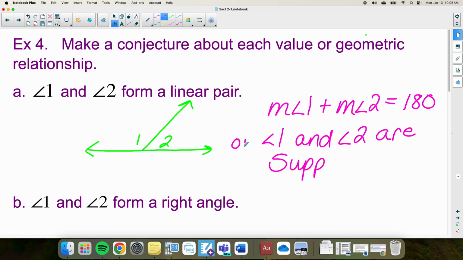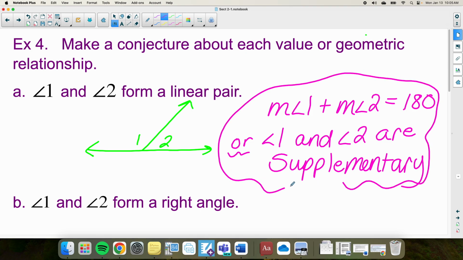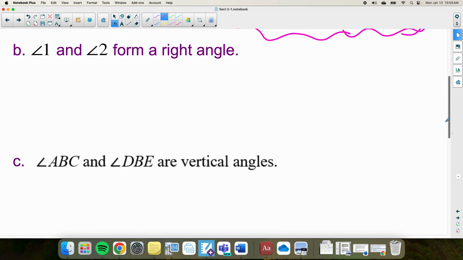Okay. So what you're trying to do when you have something like that is come up with a statement that is true. You could have said angle 1 and angle 2 form a straight line. That's true too. Do you guys remember adjacent angles being right next to each other? Angle 1 and angle 2 are adjacent, so you could have said angle 1 and angle 2 are adjacent angles, and that would have been okay too. So some of these have several answers, okay?